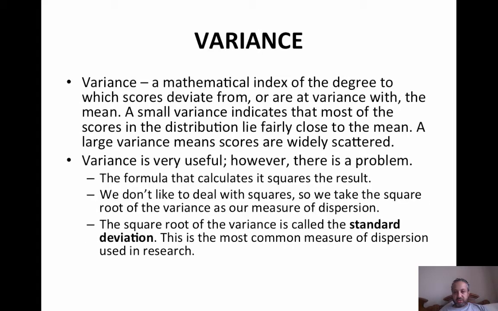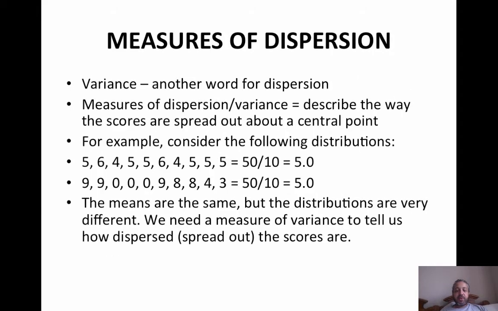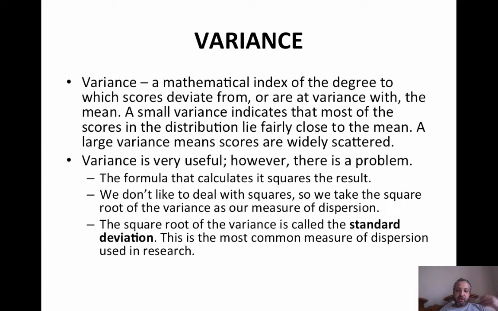This is very important in statistics. And like I said, the variance is very common. It's a mathematical index of the degree to which scores deviate or are at variance with the mean. So in this example, the one on top has a very low variance. The one on the bottom has a high variance, right? Small variances and large variances is what we're talking in terms of here. The variance is useful. There's a problem, though.